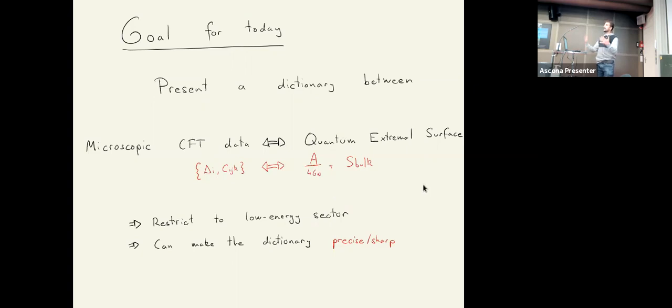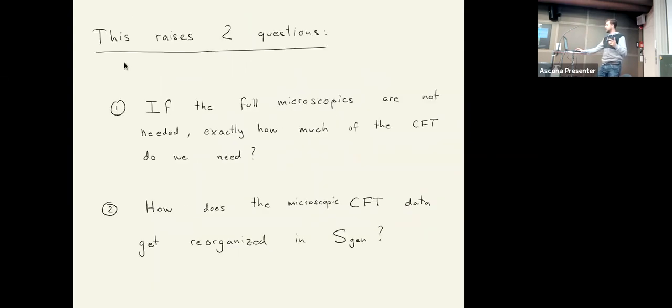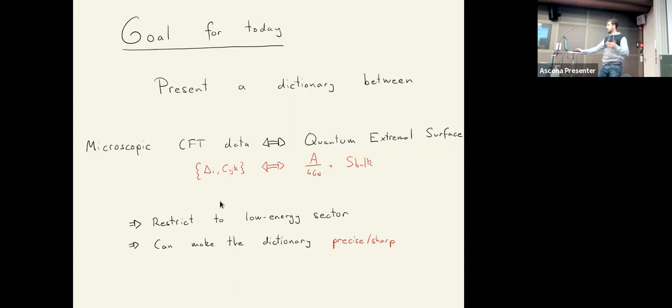Now, ideally, I'd like to be able to do that for you in some higher energy process, like the formation and then evaporation of a black hole, but that's maybe too ambitious. So what I'll do today is restrict to the low energy sector, the perturbative sector. And in that case, for this first question, we know exactly all the operators that are there. We know exactly what their scaling dimensions are and what their OPE coefficients are. So the first part of the question is answered, and then the question is, how do they get reorganized? This is a setup where we can really try to make this dictionary sharp and precise.